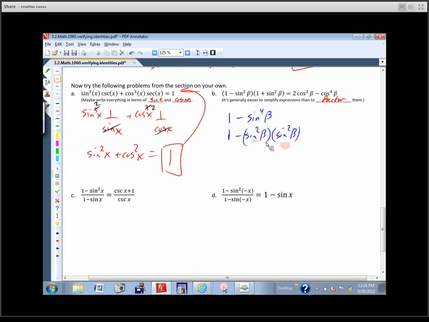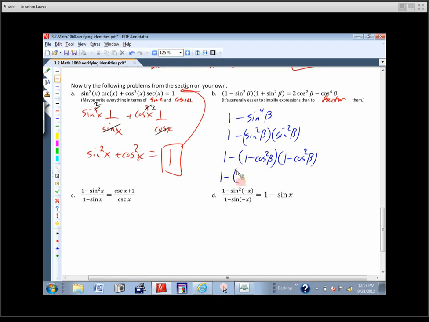And what can you put in place of both of those? For every sine squared, you can put 1 minus cosine squared. Okay, so this is going to be 1 minus cosine squared beta. That's also going to be 1 minus cosine squared beta. These are exactly the same, so this is going to be a perfect trinomial square.